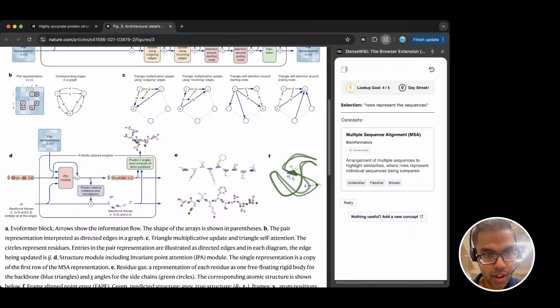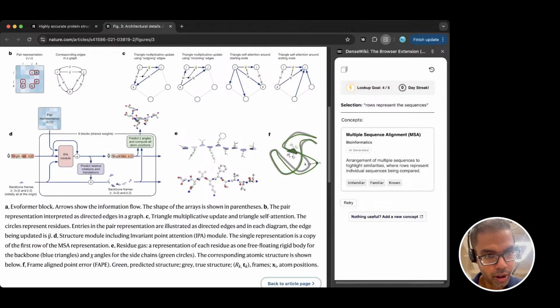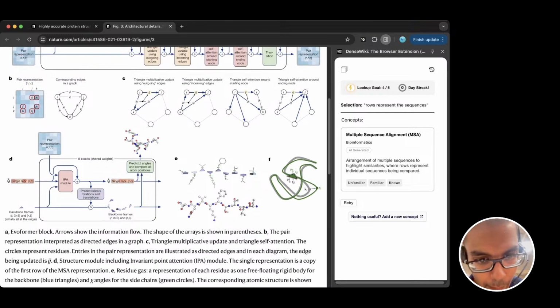Pair representation, it looks like this. It looks like a graph, right? Again, it is interpreted as directed edges in a graph. Okay, triangle multiplicative update and triangle self-attention. Let's see what this is.